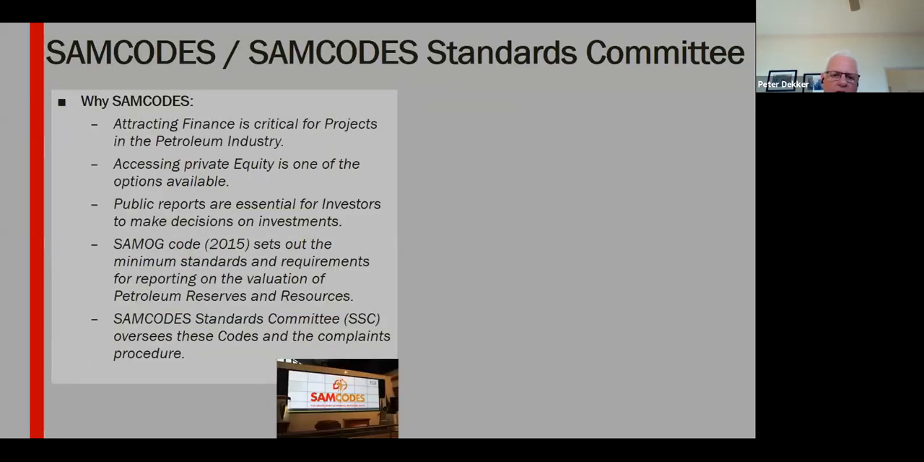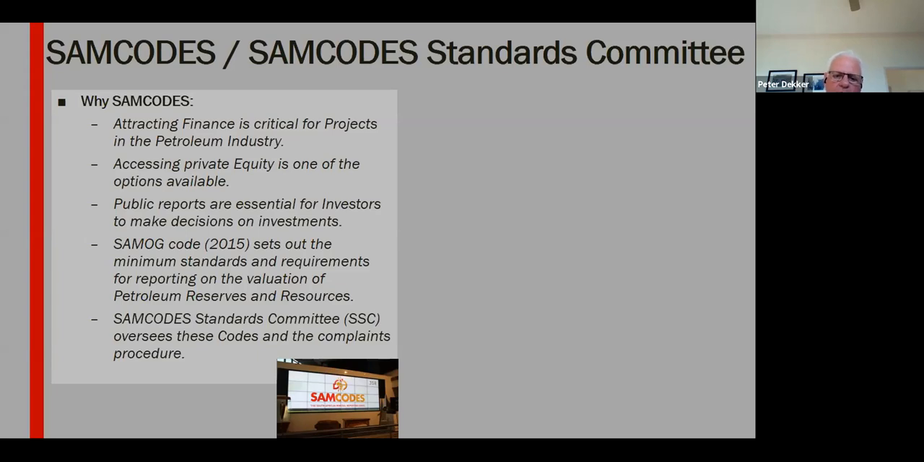So why the SAMCODES? Attracting finance is critical for projects in the petroleum industry. The petroleum industry is incredibly expensive. As I said, drilling one well offshore will cost you $150 million, and that's only drilling the well. To develop offshore, it's going to cost you billions of dollars. As you might know, the gas discovery was made in the northern part of Mozambique, where Total is developing an LNG project at the moment. That whole project is more than $4 billion. So you will have to raise money by either listing or getting finance from bank loans or reserve-based financing. Accessing private equity is one of the other options available.